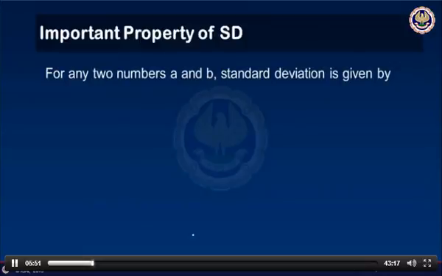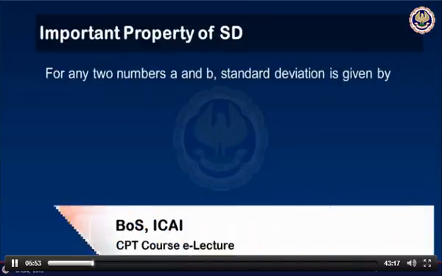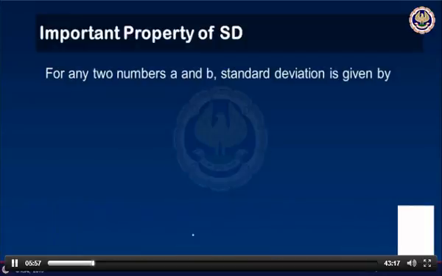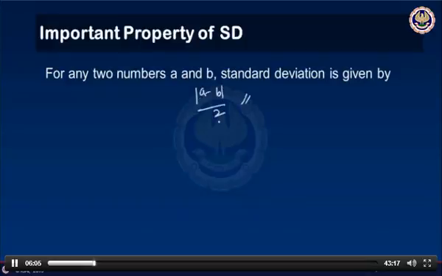Now coming to the important properties of standard deviation. For any two numbers A and B, the standard deviation can be computed as S equal to modulus of A minus B by 2. This is a very important formula. And the absolute sign is taken because SD cannot be negative.